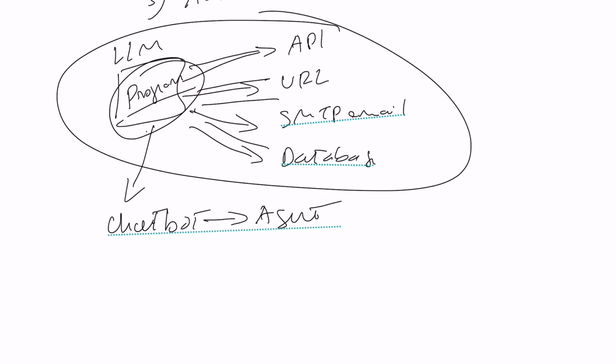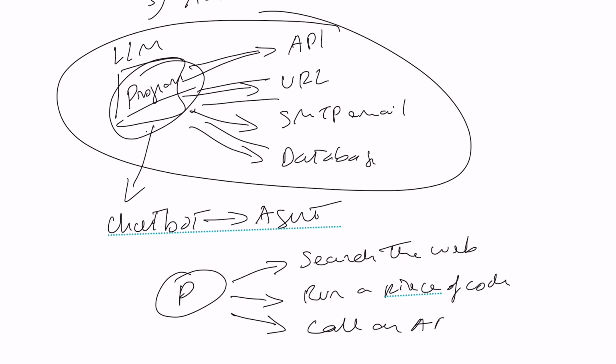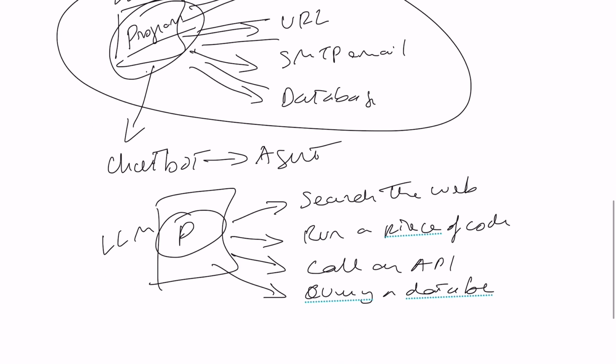Okay, so for example, if my program is able to search the web, if we go by the flight example, search the web, then run a piece of code internally, then maybe call an API to capture more details, then maybe query a database, right? So that means this program, this LLM, is able to do much more than just responding back on chat.